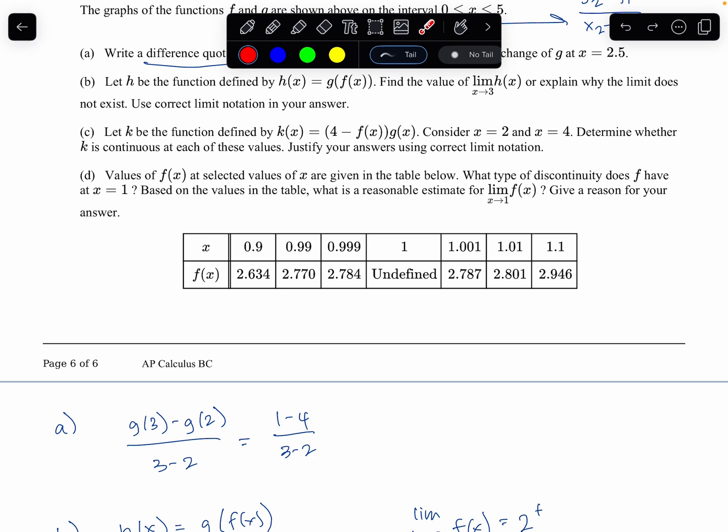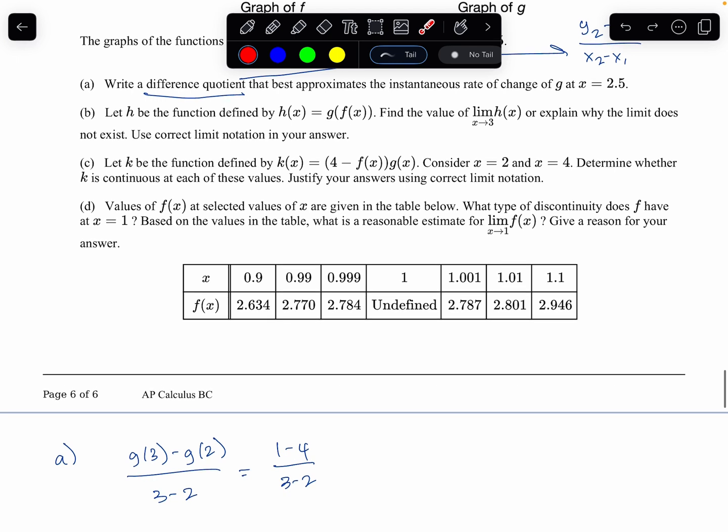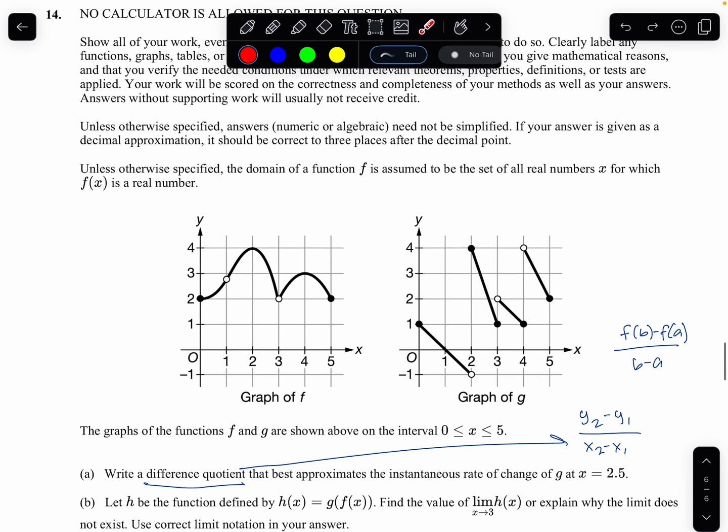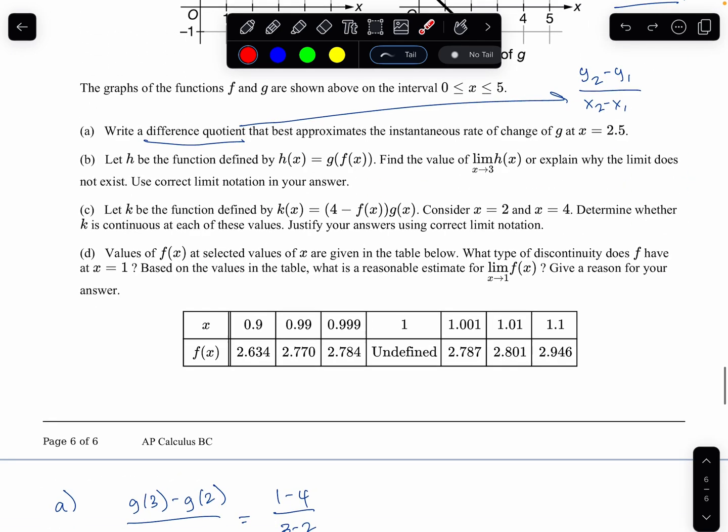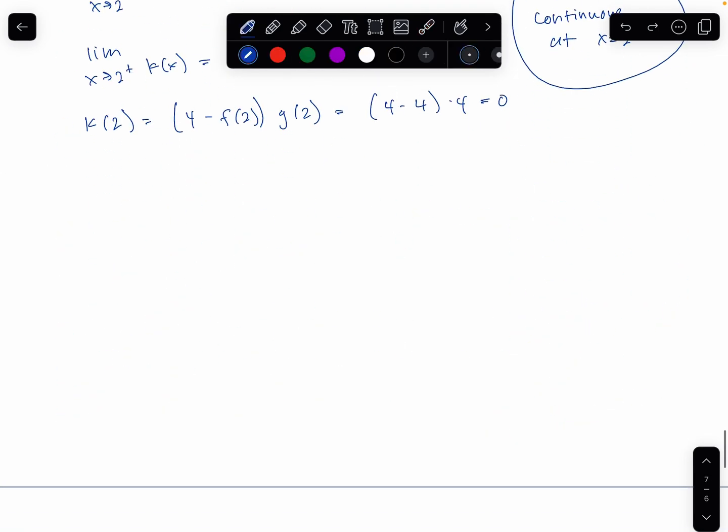So at x equals 1, the limit as x approaches 1 of f of x, that's why it's giving us the table, to give us more precise values, because that's not happening at exactly 1, 2, 3, or 4. So what type of discontinuity? That's removable. So for D, that's removable. That's more obvious from the graph, not the table, but I guess the table does support it.